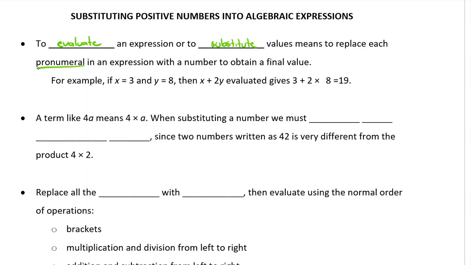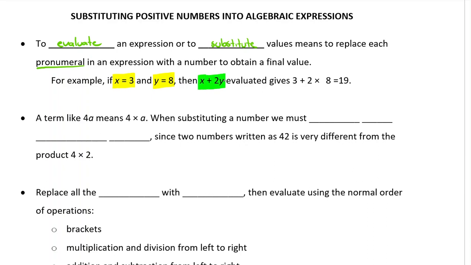Remember, pronumeral just means letters. We want to replace the letters in an expression with a number to obtain a final value. So we're going to have questions like the one here in this example. If x is equal to 3 and y is equal to 8. Now that's just for this question. The next question they could be equal to something else. But in this question, x is equal to 3 and y is equal to 8.